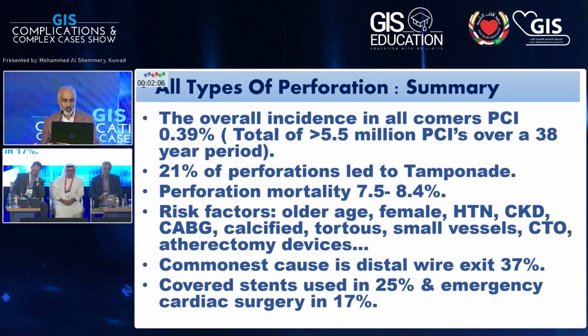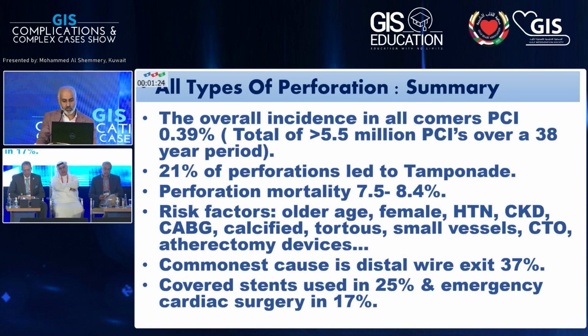So in terms of numbers, I had a summary. All types of perforation are quite rare. I'm deriving these numbers from the largest meta-analysis of coronary perforations that included more than 5.5 million PCIs over the last 40 years. The incidence is about 1 in 250, so it's quite rare. But once they happen, they can lead to serious complications. Almost 1 in 5 will lead to tamponade, and once you reach the point of tamponade, the mortality goes up to almost 8.5%.